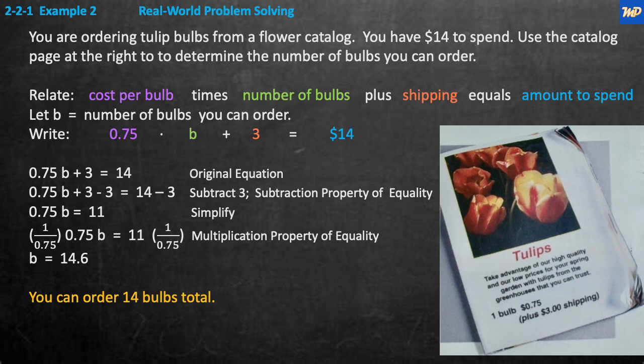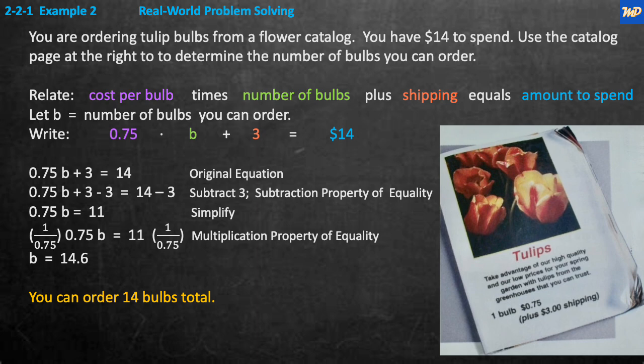Okay, example 2, a real world problem. You are ordering tulip bulbs from a flower catalog. You have $14 to spend. Use the catalog page at the right to determine the number of bulbs you can order.